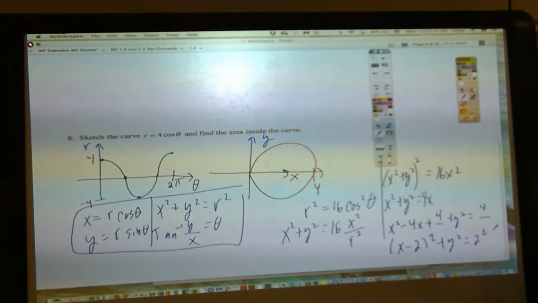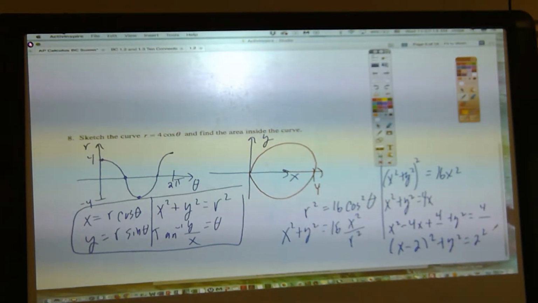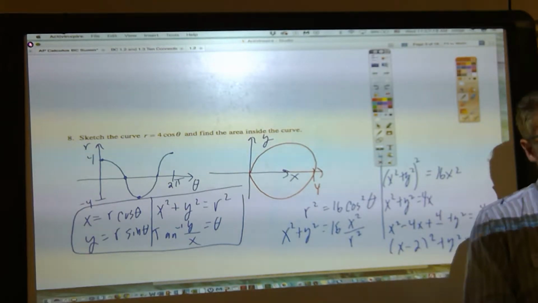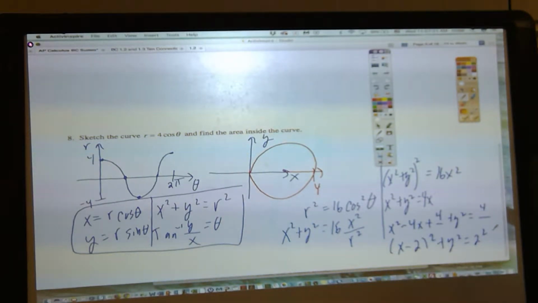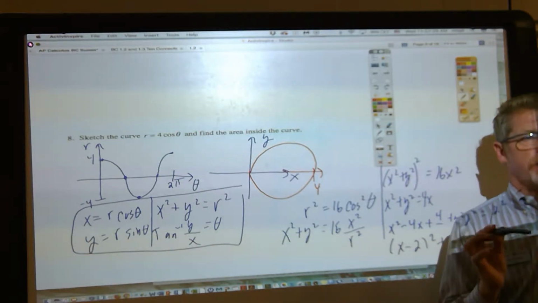So that's a lot to be said about number 8. I will post the solutions so that if there are any other questions on the summer packet, hopefully you'll be able to get those answered for yourself when you're comparing those. Then I'm going to have you do an online submission.